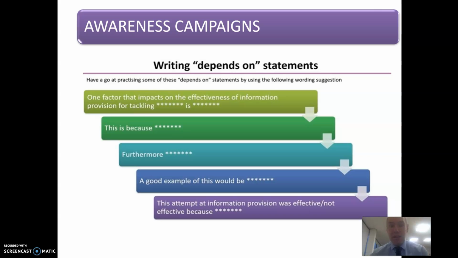Furthermore, a good example of this would be, and give a real-world example, and then you can say this attempt at information provision was effective or not effective because, and maybe you can talk about the habit forming or the inelasticity of demand. Okay, so that's quite a nice way to layer your writing and make sure that your writing is fluent and is effective. Okay, so by all means screenshot that. Make sure that you've got a copy of that at home.